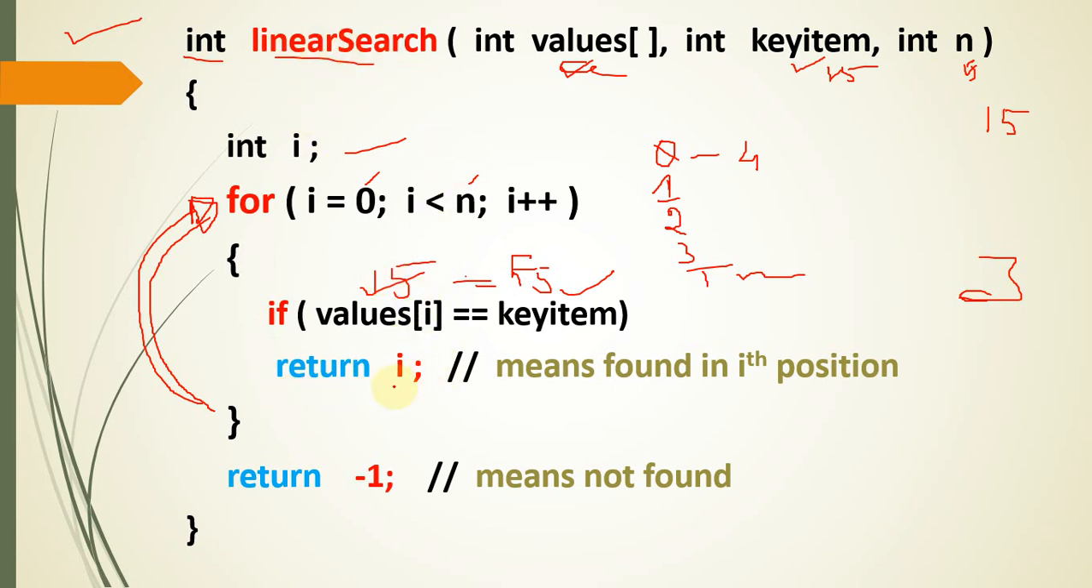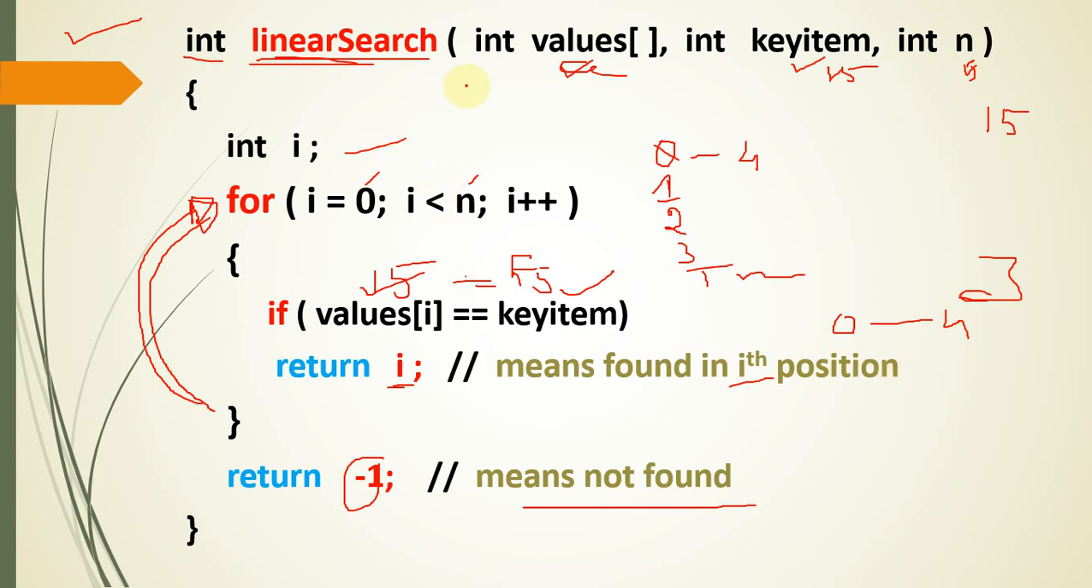Return i means the i value, 3, will be returned back to the main program which called the linear search. The linear search function is called by the main function, so the i value will be returned back to the calling function, that is main. There it will be decided. If the returned value is -1, that means not found. If the returned value is between 0 to 4, in this particular case 0 or 1 or 2 or 3 or 4, that means found in the ith position.